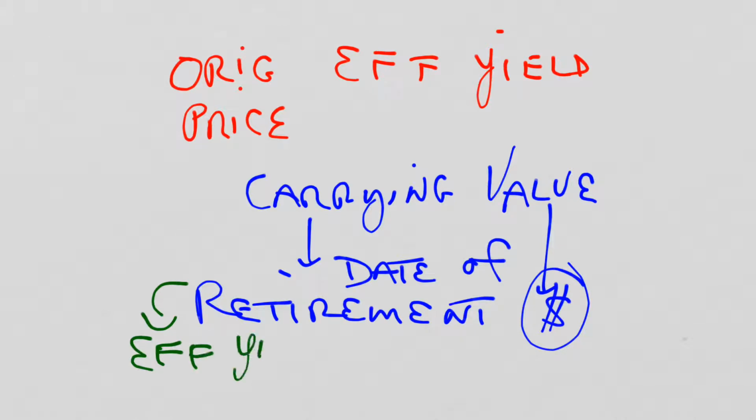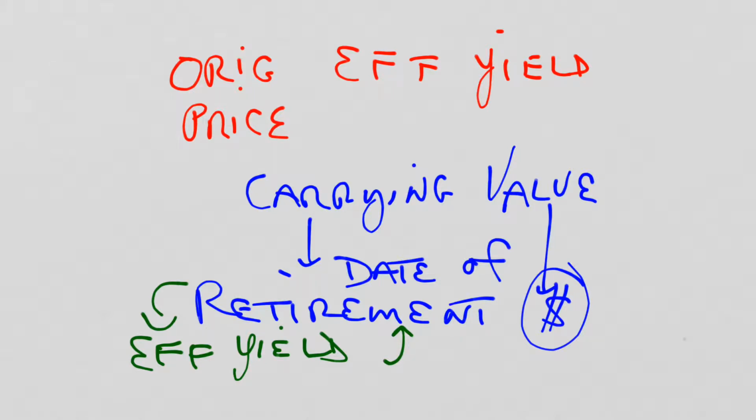So you're going to reprice the bond on the bond market based on the bond's then terms, which would be how many years left, how many payments left, what's the face value, what's the effective yield. You'll get a new price on the secondary market, so to speak, of what the bond would sell for, and that's what the company would have to pay to retire the bond.